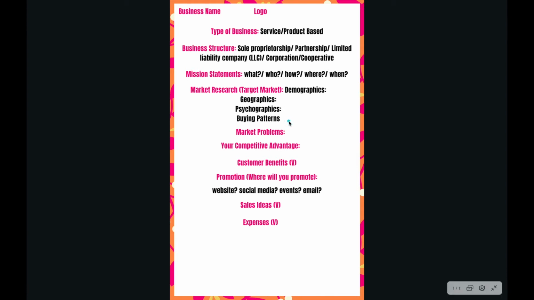Of course, buying patterns. You want to know how your target market buys, and this will help you create sales ideas. So buying patterns could include, do your target market like sales, or do they shop online? When they shop online, are they shopping on a phone or are they shopping on a computer?